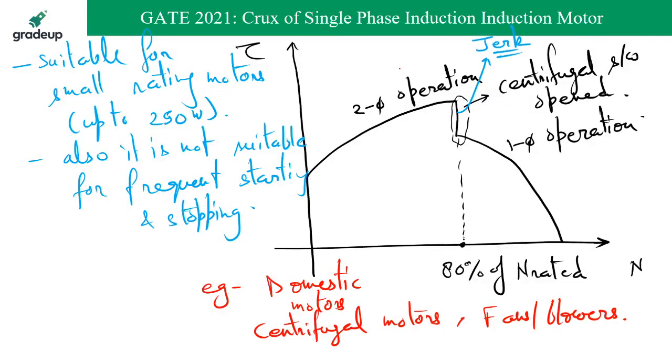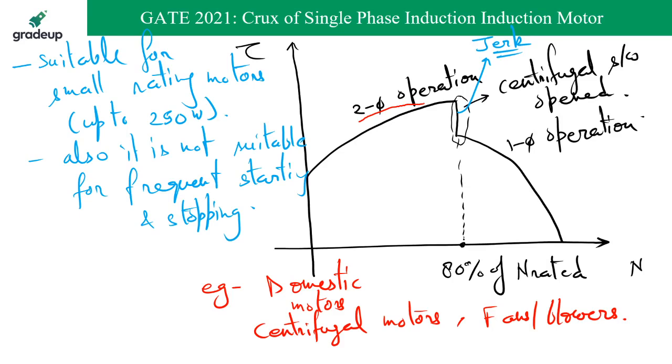Let me just hide my image again. Now if you see this diagram, this is the torque speed relation of resistance split method. Till this motor achieves 80% of the rated speed, it is going to operate as a two-phase motor. It means from starting to achieving the 80% of rated speed, the motor is operated as two-phase. The moment it achieves 80% of the rated speed, suddenly the auxiliary winding is opened by using the centrifugal switch.